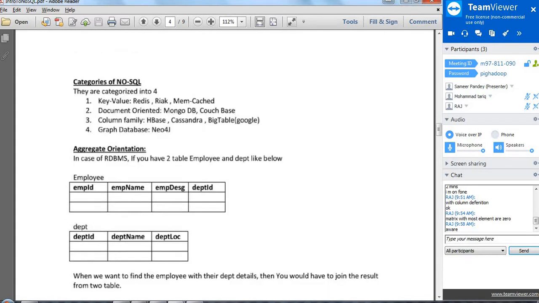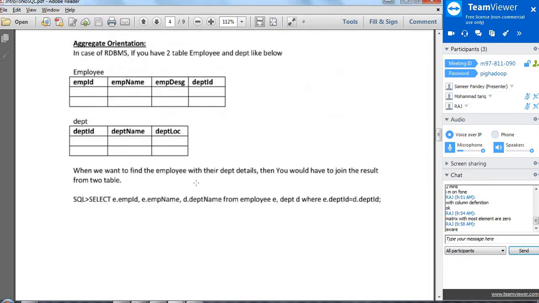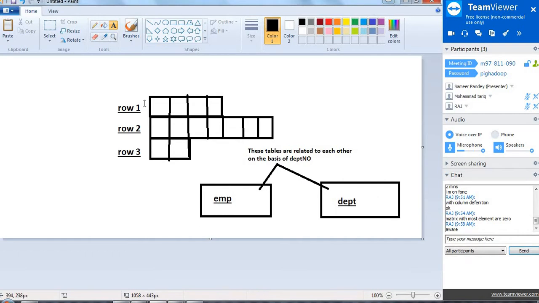Now the next thing is aggregate orientation. What is the meaning of aggregate orientation? Now you will get the answer to these questions, why we want this, why we are doing this.